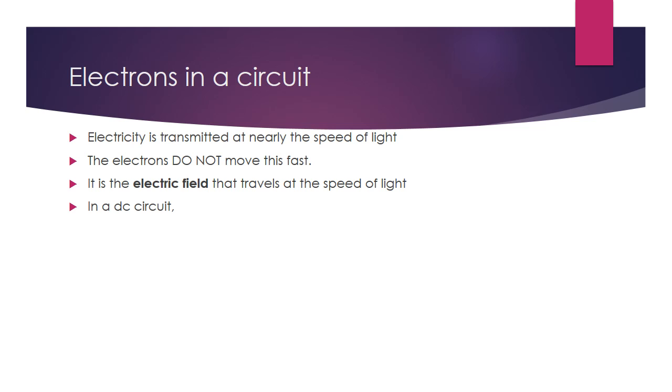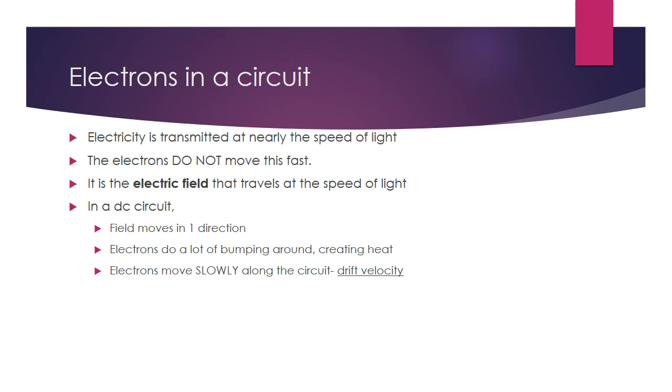So in a DC circuit, the field only moves in one direction. Just remember, DC means it moves one direction. The electrons do a lot of bumping around in this, and they create a lot of heat. So they will move very slowly along. There's slight migration along there. That's called drift velocity. In an AC circuit, they do not move at all.